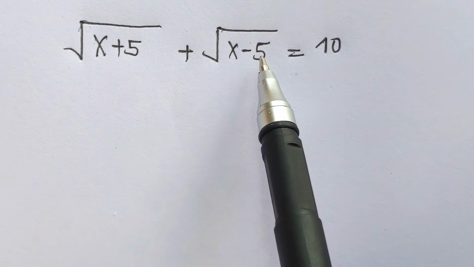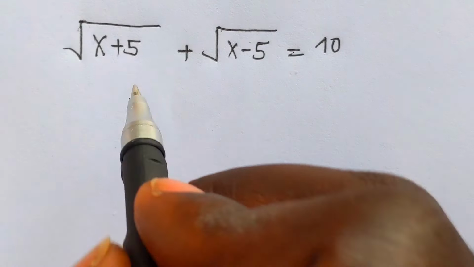Today's video we have the given question: square root of x plus 5 plus square root of x minus 5 equals 10. Solution.